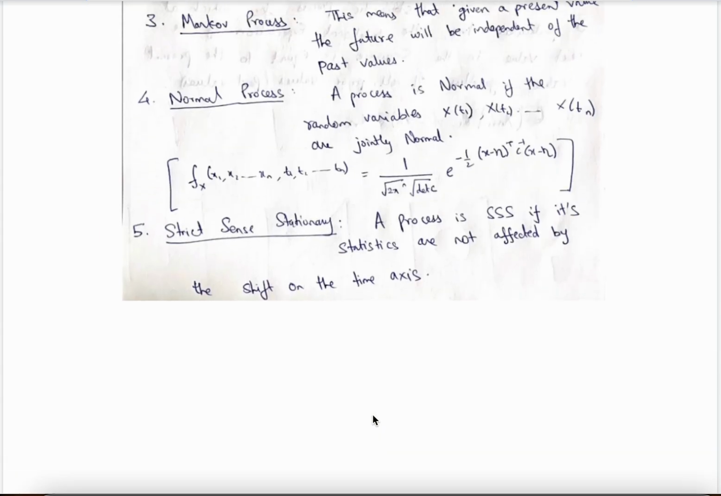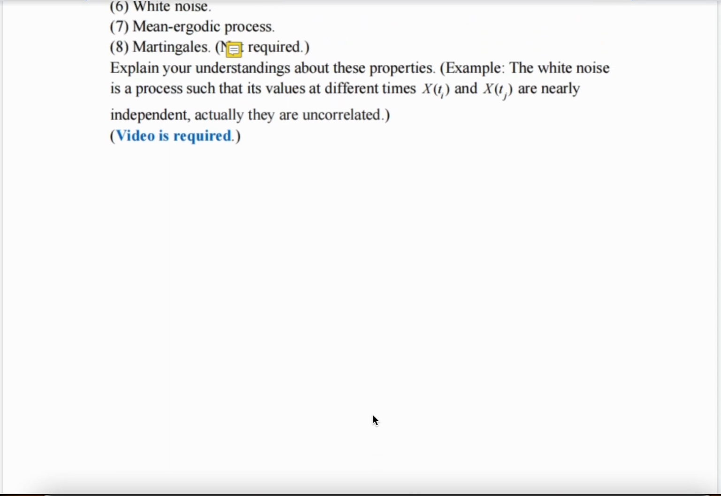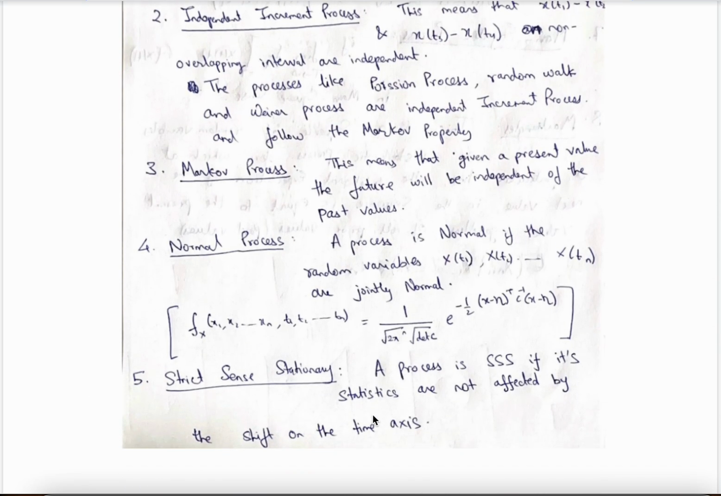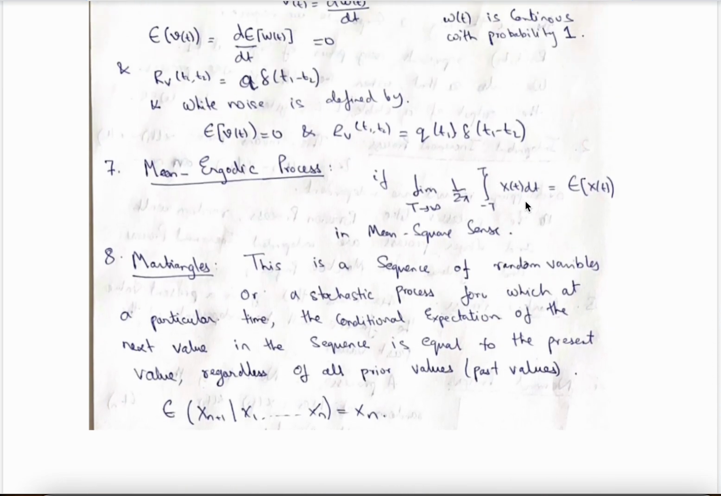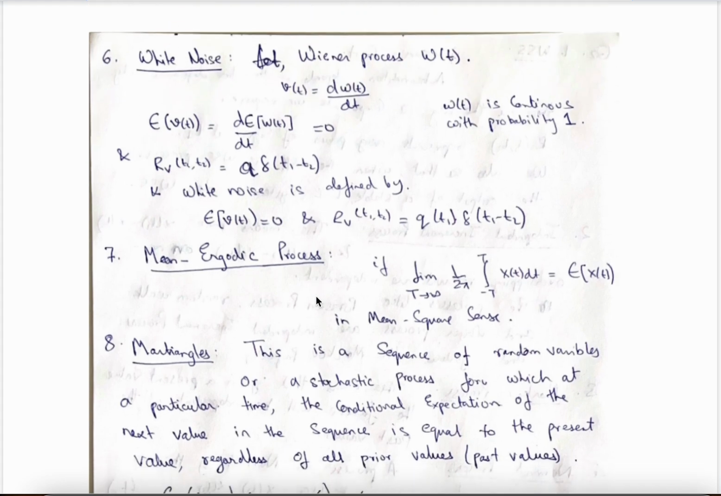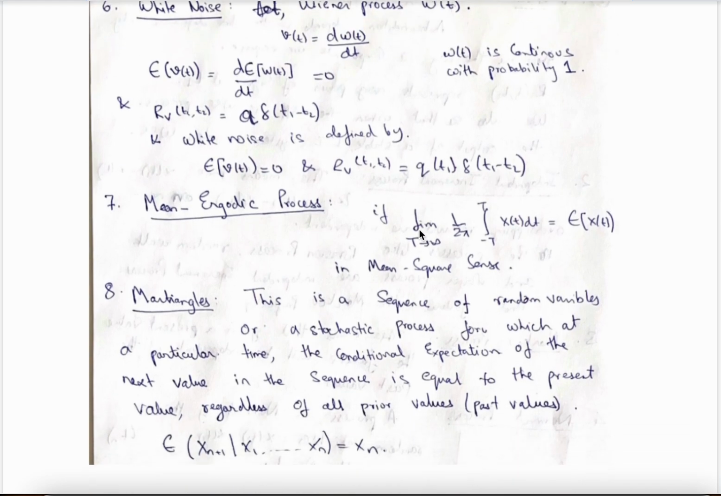That's martingale. There's one more thing I wanted to add about white noise. When we take white noise at two values, let's say v(t1) and v(t2), they would be independent of each other. Probably they are mostly uncorrelated. Uncorrelated is the right term. And then we did mean ergodic and martingale. So I think this should be good for homework 10.